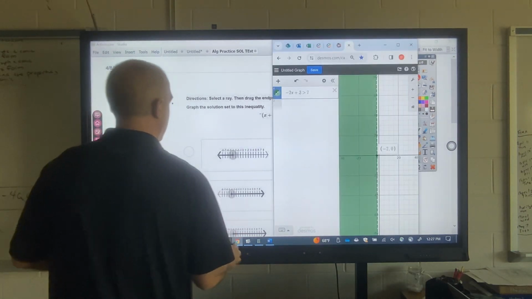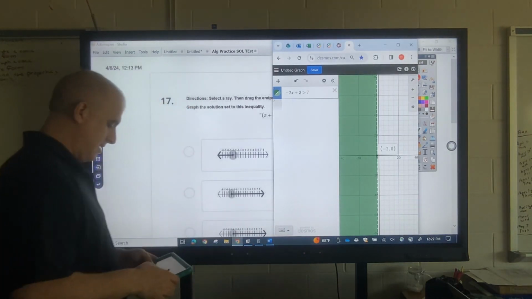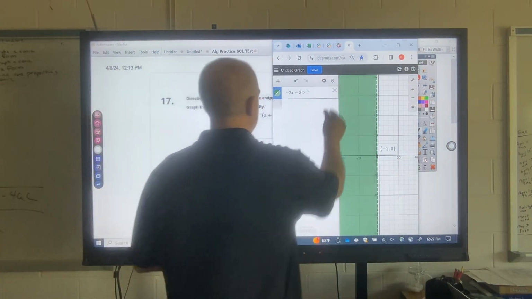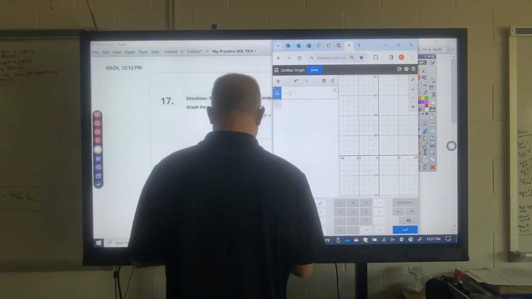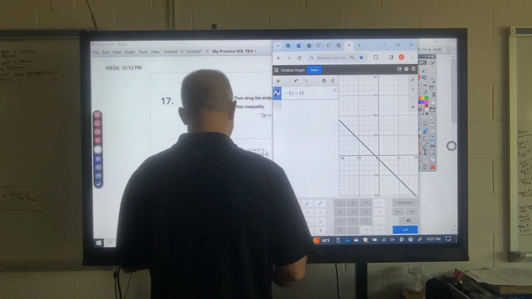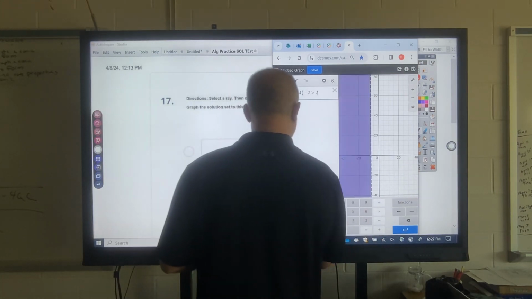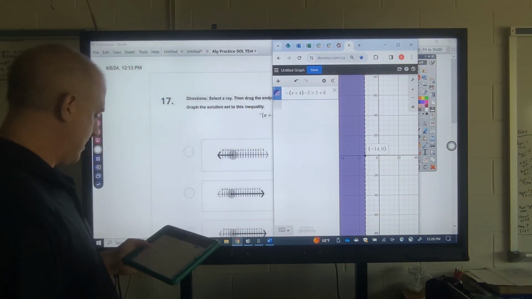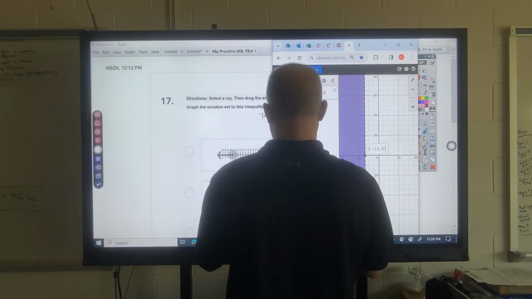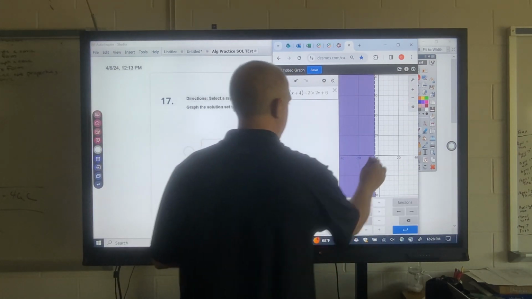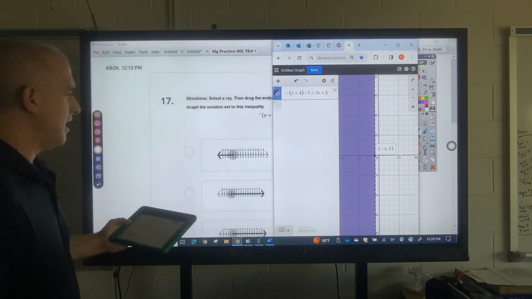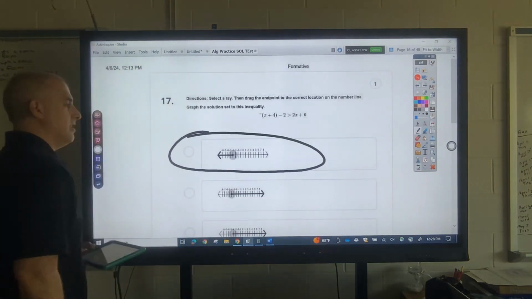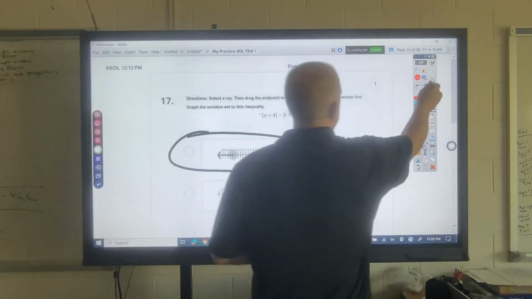Same deal. I want to type 17 into Desmos. That's hard for me to see, so I'm just taking a look at it. Negative parentheses x plus 4, minus 2, greater than 2x plus 6. Once again, that's going to the left at, did I type that in right? Whoops, forgot that x. So it's left at negative 4. That would be an open circle, so it would be that one. 18 should be next.